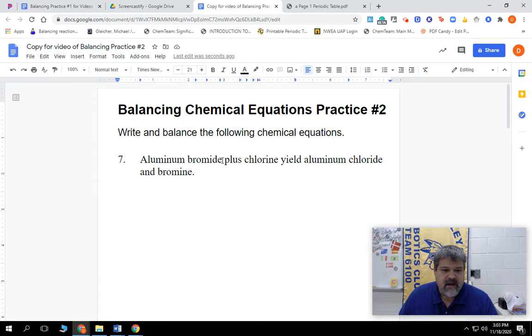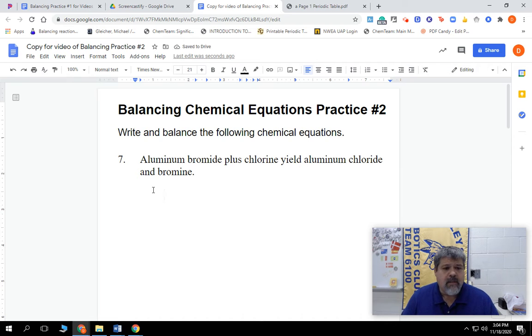So we have a type 1 compound here for nomenclature, another type 1 compound on the other side of the arrow. We have chlorine on this, and we have bromine. The big thing is, when we have two elements by themselves, we have to make sure and double check and see if they are diatomic. So let's go ahead and get started on this.